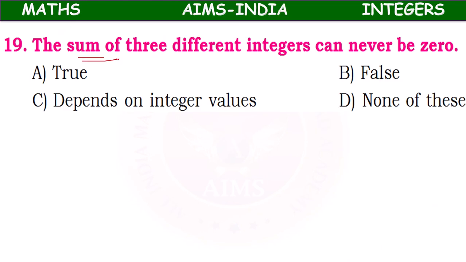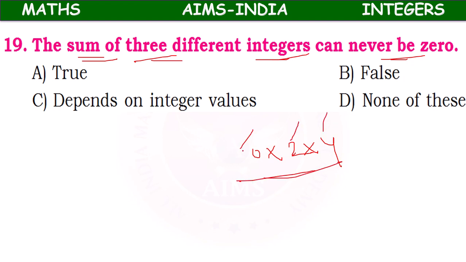Next. The sum of three different integers can never be 0. Wrong. Because if you have 0 in the middle, because 0 is an integer. 0 into 2 into 4. These three are different. 0 is different, 2 is different, 4 is different. But final answer, we have multiplied with 0. So answer is 0.